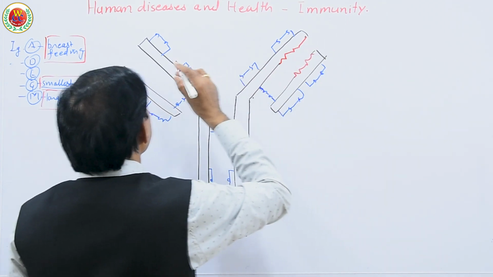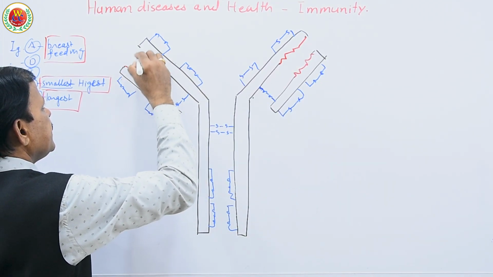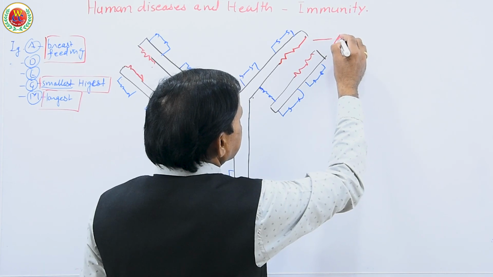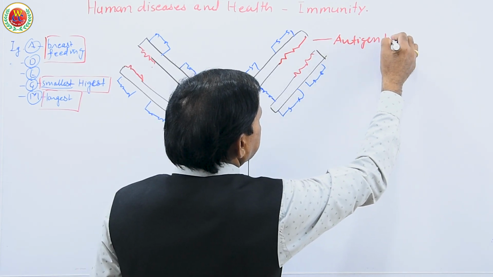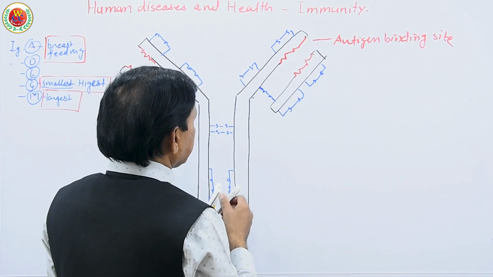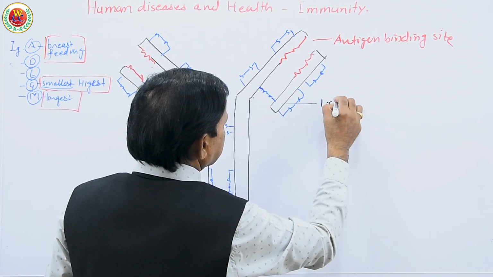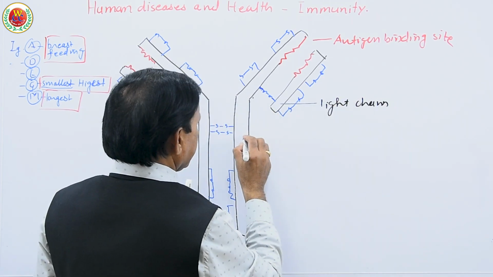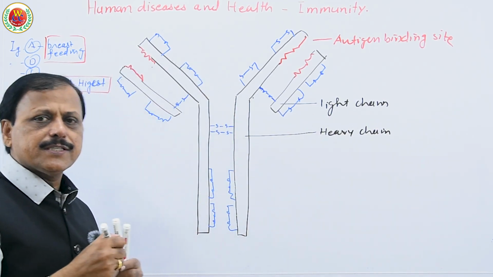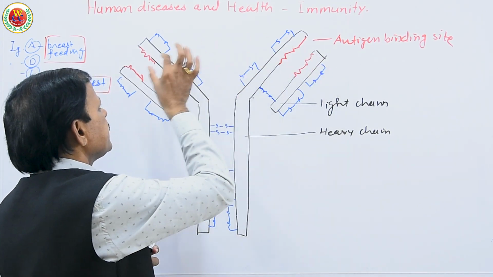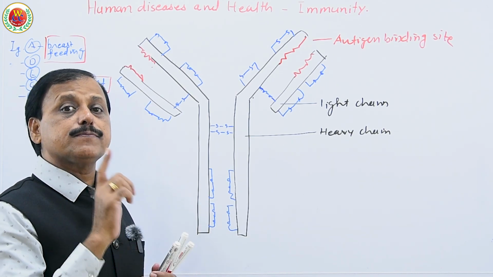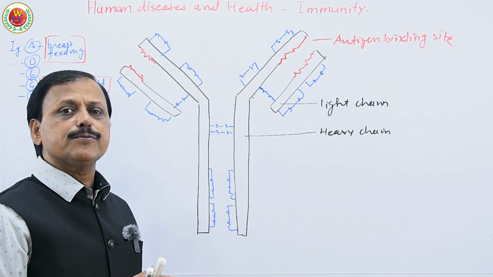structure, where these antigens are held and destroyed. So this is specific site, antigen binding site. These are light chain and heavy chain. So this is the general structure of antibody. Antigens are held here to destroy them. So antibodies are specific in their action to destroy specific antigen, and therefore this immunity becomes specific.